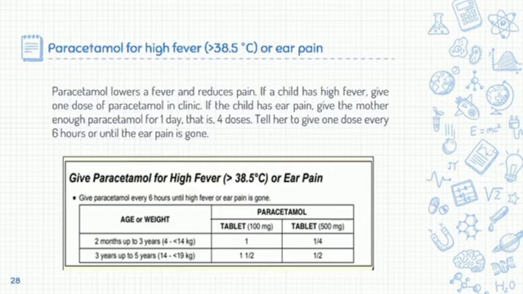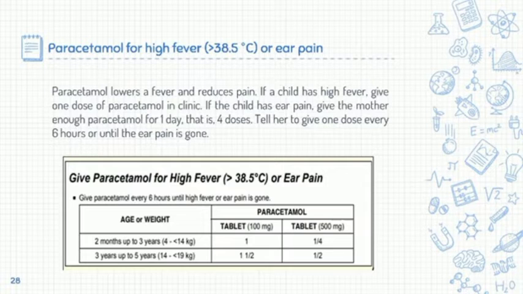So, moving forward to paracetamol for ear pain and for high fever, which ranges from 38.5 degrees Celsius and above. Paracetamol lowers a fever and reduces pain. If a child has a high fever, give 1 dose of paracetamol in clinic. If the child has ear pain, give the mother enough paracetamol for 1 day. That is 4 doses. Tell her to give 1 dose every 6 hours or until the ear pain is gone.